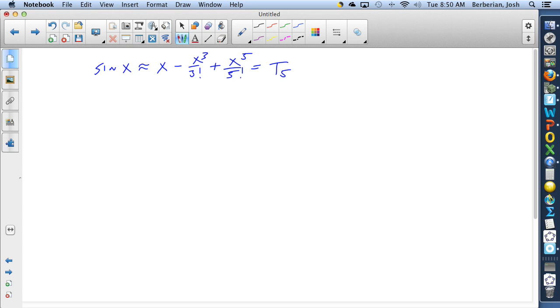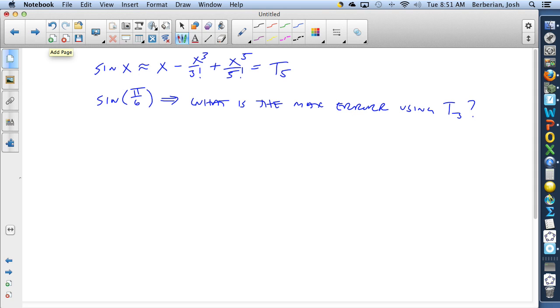All right. So I'm going to use this to approximate. Let's approximate like pi over 6. So the question is, what's the error? So the maximum error deals with the next term. So you have 2 choices, right? This is why this one's a little harder.